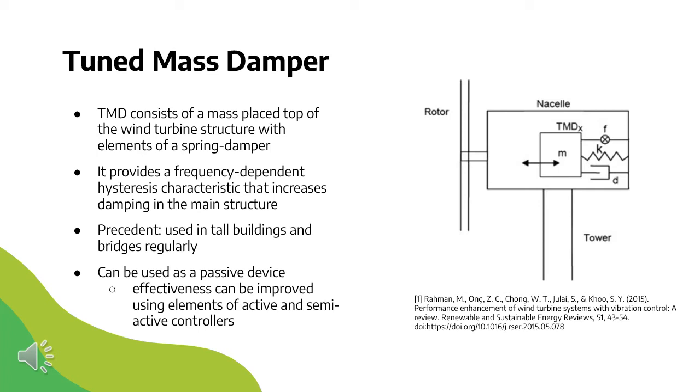In many studies, a Fourier transform approach was implemented to find the displacement at the top of the tower. The wind turbines were modeled as multiple degree of freedom structures, and various wind loadings were simulated. Studies found that the passive control approach was extremely effective and that the effectiveness of passive systems can be further improved by utilizing elements of active and semi-active control systems.